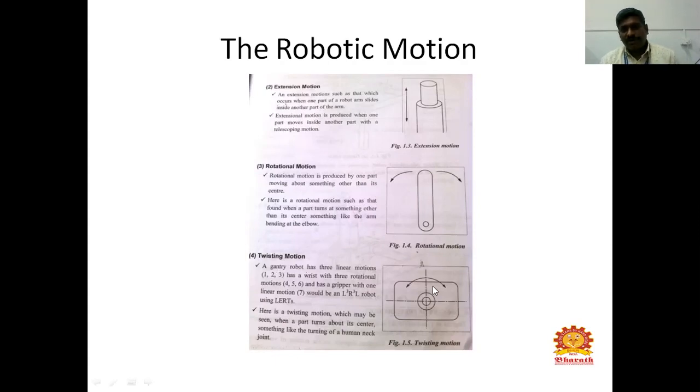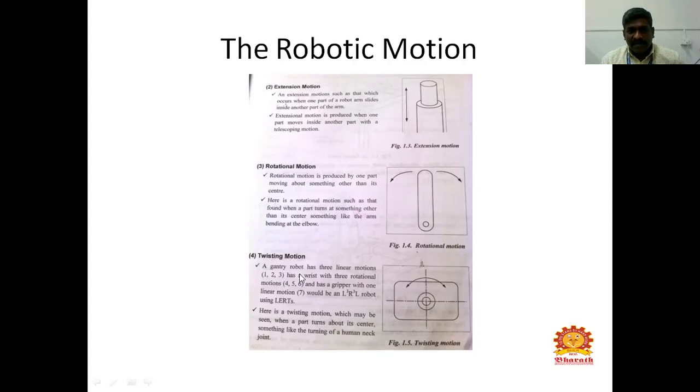Next one is the twisting movement. Twisting movement is, for example, the moving of the human neck. How does it move? We can move it 180 degrees, right? That kind of motion is called the twisting motion.